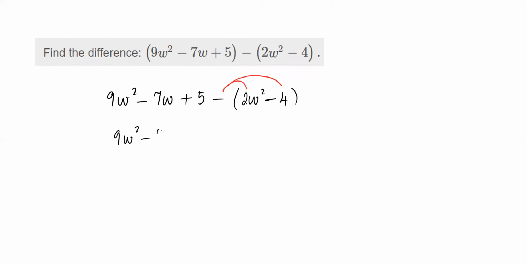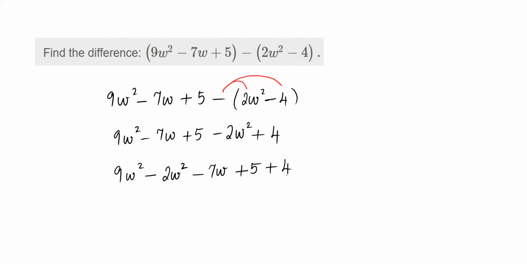So 9w squared minus 7w plus 5 minus times 2w squared, and minus times minus is plus 4. Okay, we'll collect all the like terms together. So we have 9w squared minus 2w squared together, minus 7w. There's not another term with a w, so we just put that. And then plus 5 plus 4.